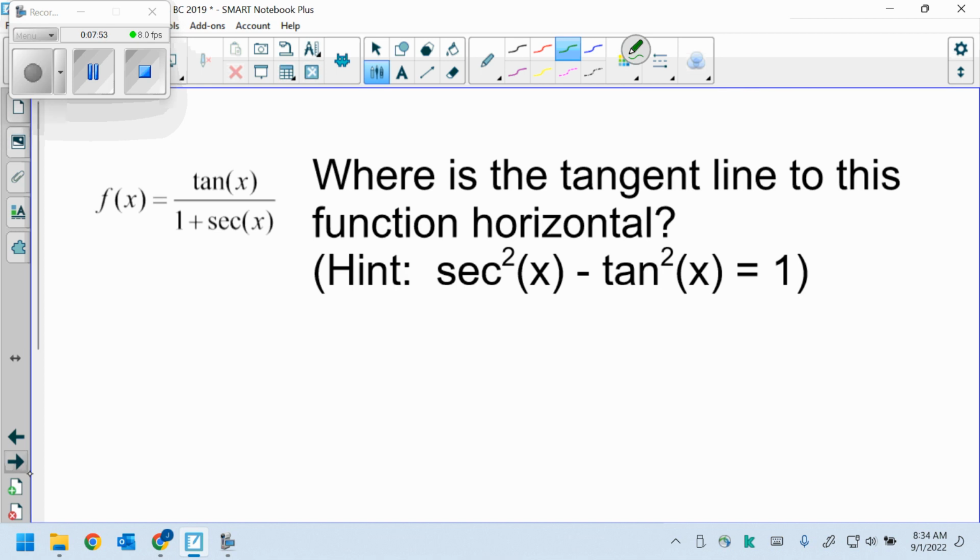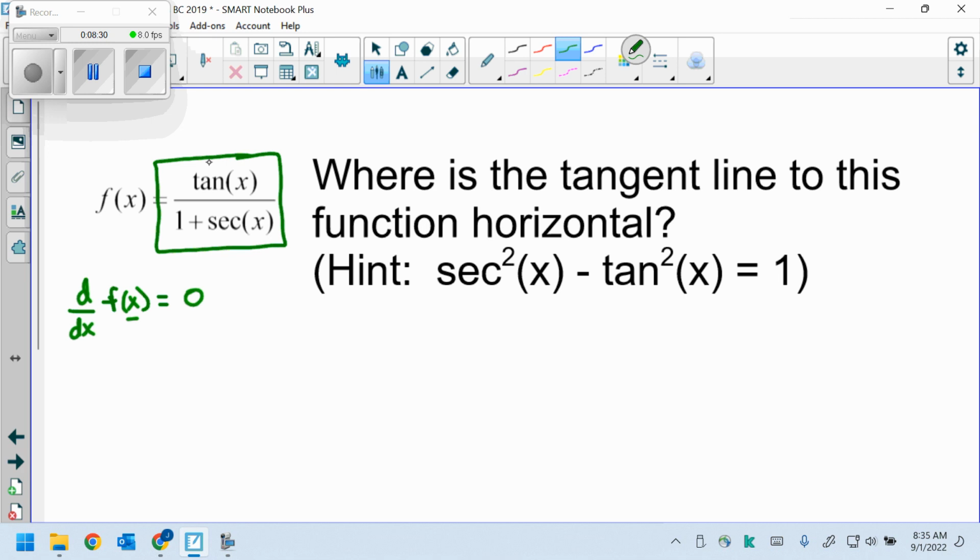Now, this is a good one. Where's the tangent line to this function horizontal? Okay, now what piece of knowledge do we have to have in order to find where a tangent is horizontal? Well, hopefully what you're saying is that the derivative of f of x has got to equal 0. So you have to find the x values that give you a slope, a derivative of 0, and it certainly looks like this is going to be a quotient rule.